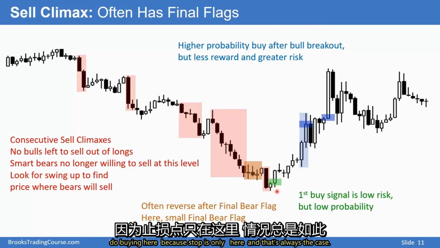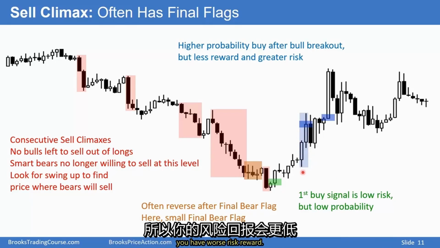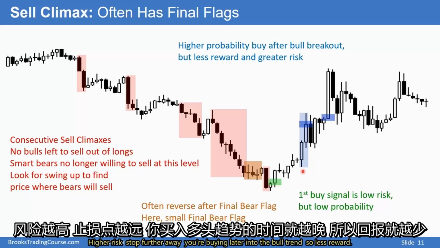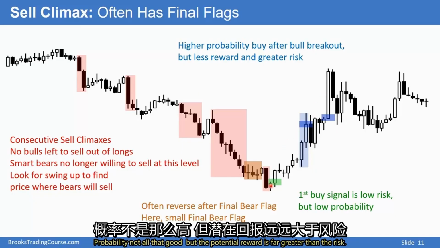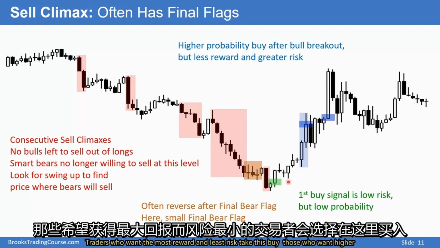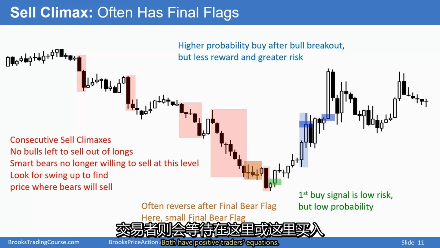So you have more risk buying here than you do buying here because stop is only right here. And that's always the case. Once the market becomes a high probability trade, the stop is usually further away. So you have worse risk reward. Greater risk, stop further away. You're buying later into the bull trend, so less reward. However, a very good trade, very high probability trade. Here, a very good trade as well. Probability not all that good, but the potential reward is far greater than the risk. Traders who want the most reward and least risk take this buy. Those who want higher probability and who are willing to take more risk, they wait to buy here or here. Both have positive traders' equations.